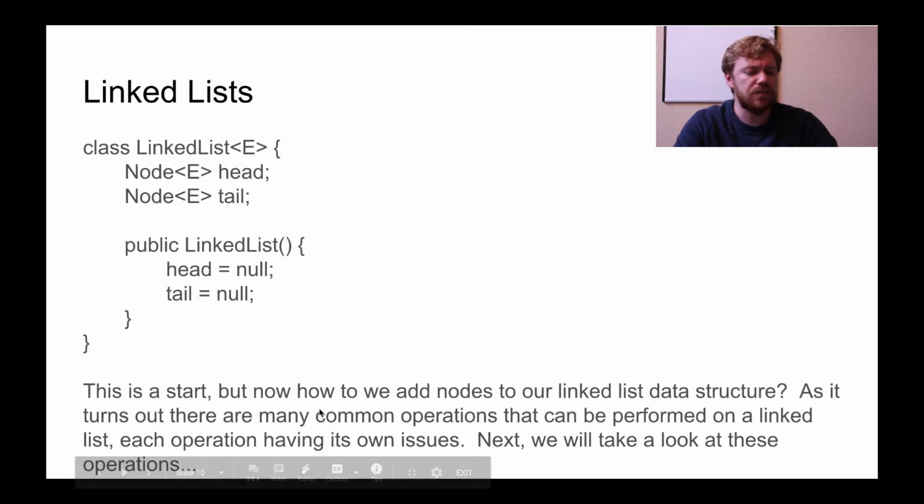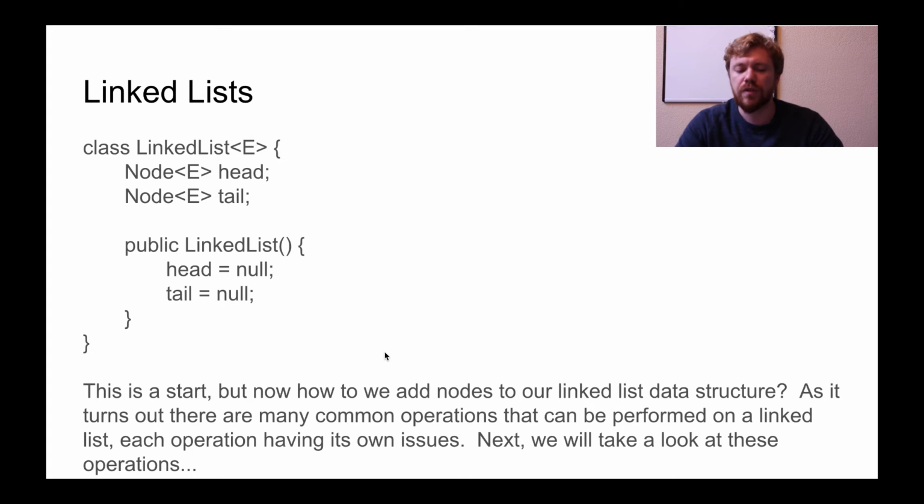So yeah, this is a start, but now how do we add nodes to our linked list data structure? And as it turns out, there's a lot of common operations that can be performed on a linked list, and each of these operations have their own issues. In this case, we're talking about the add operation, adding to the linked list. But there are many other ones. And we're going to look at a few of these, not all of them, but quite a few of them, the main ones.